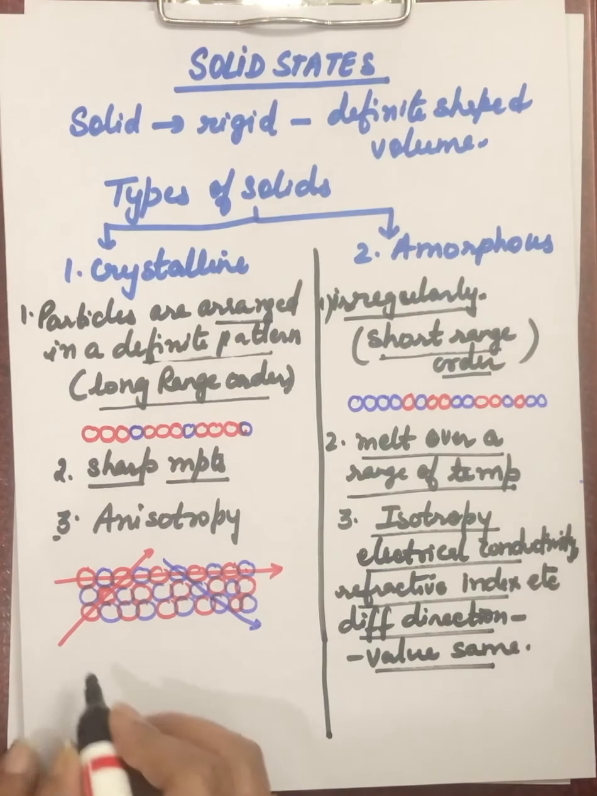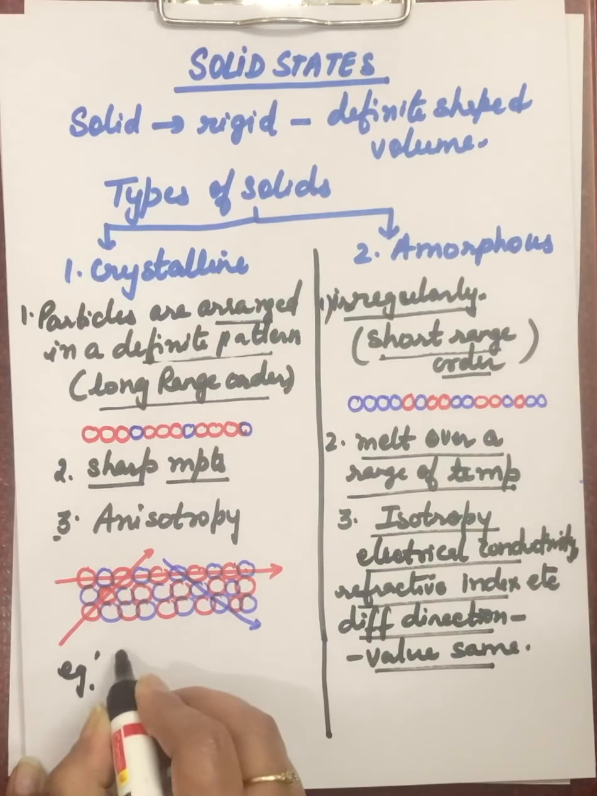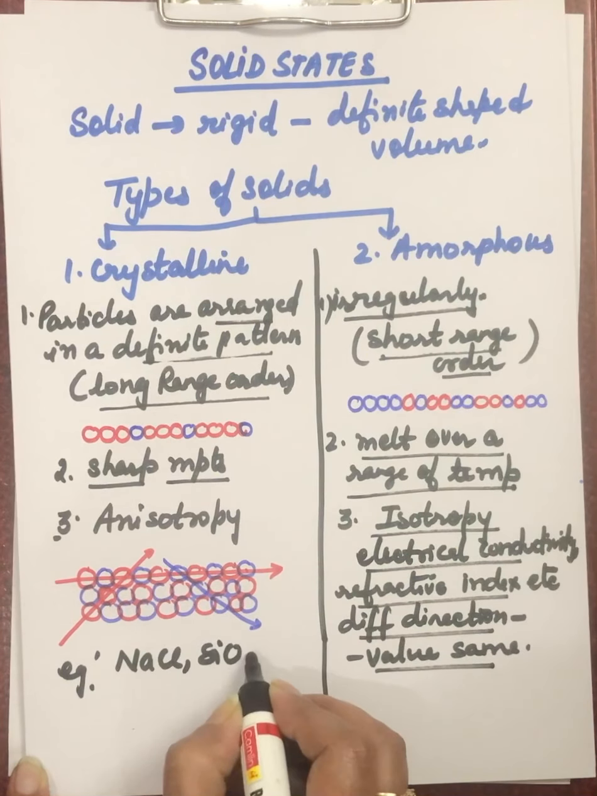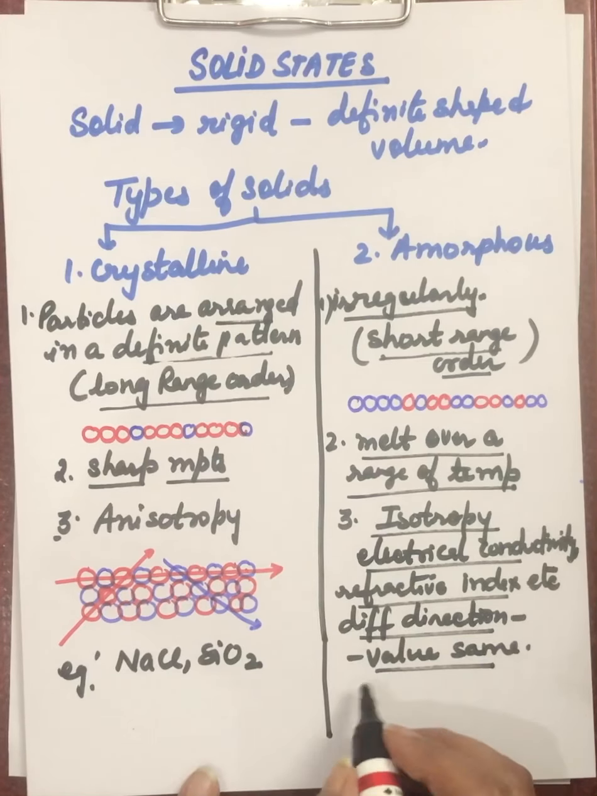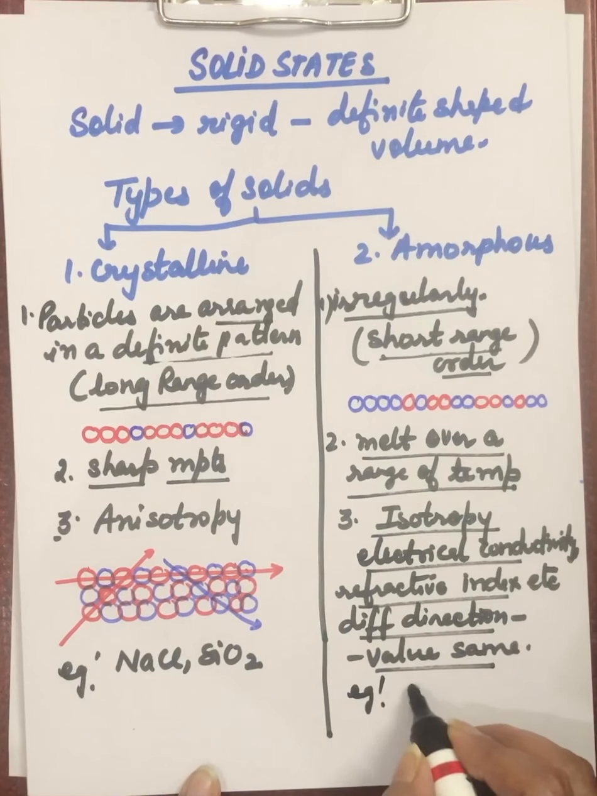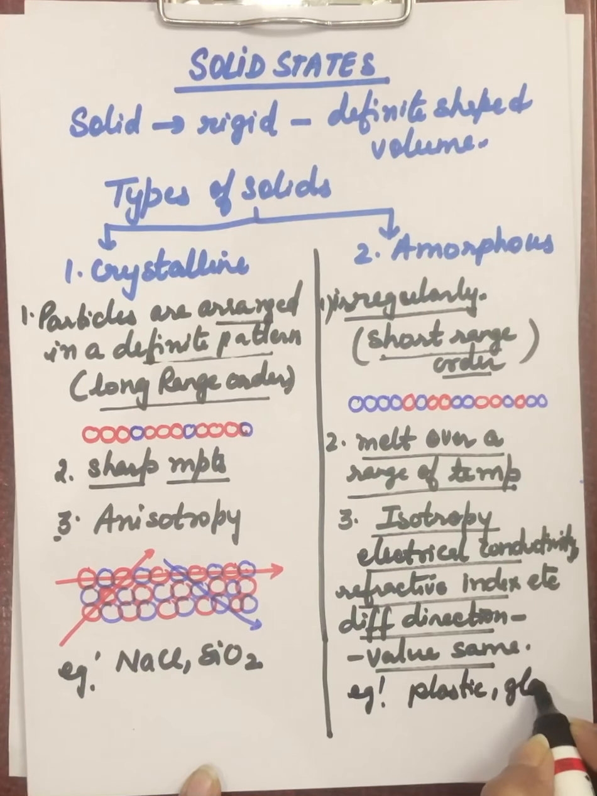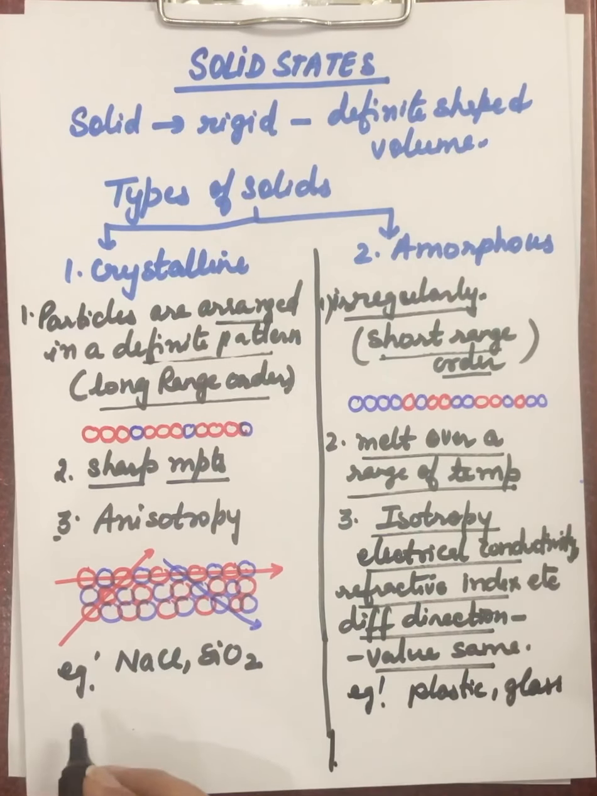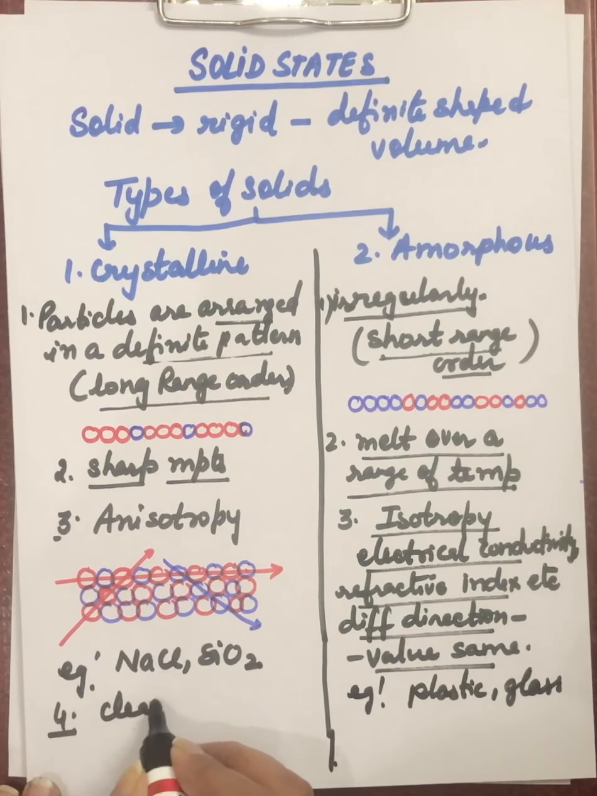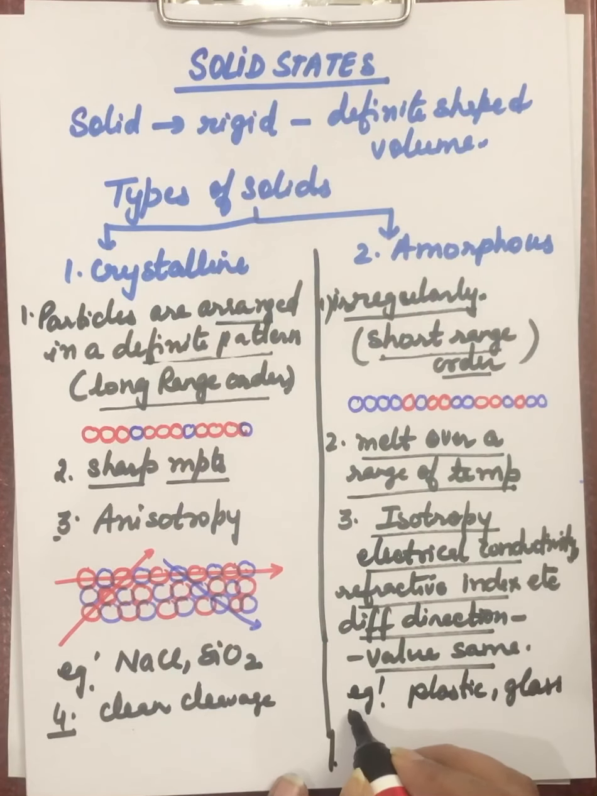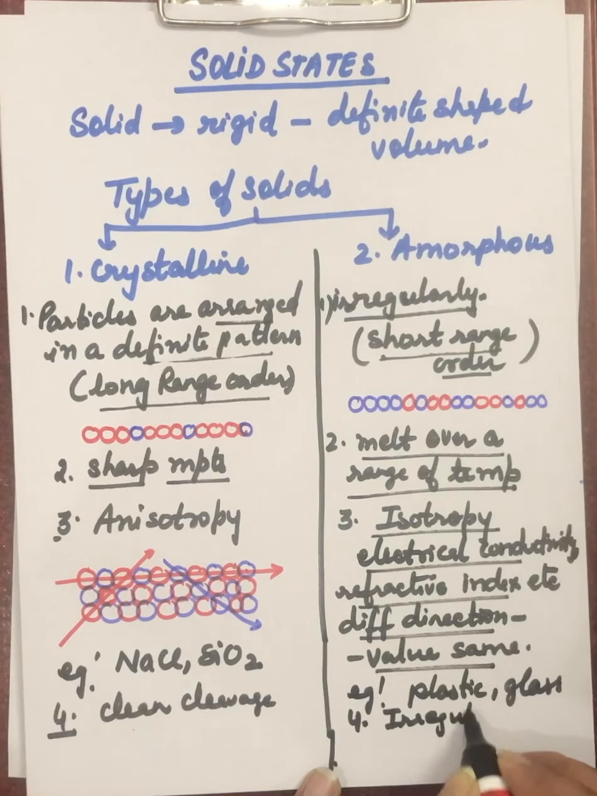Now, examples of crystalline solids are ionic solids. Any kind of ionic solid, covalent solid we can take. And examples of amorphous solids are plastic and glass, like I told you. One more property here: crystalline solids show a clean cleavage, and amorphous solids have rough or irregular cleavage.